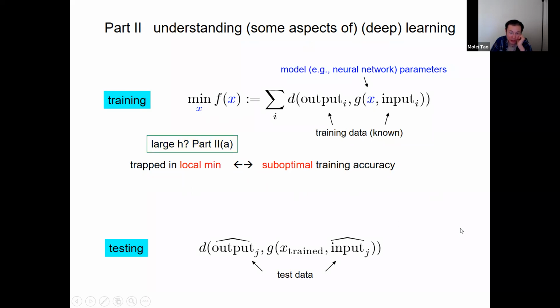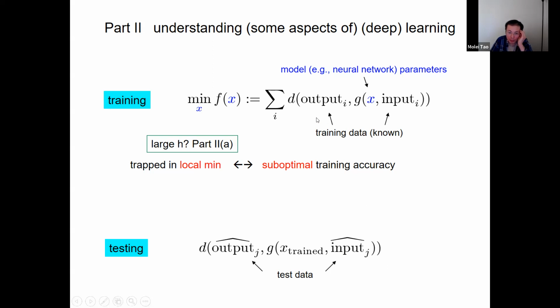There's also a testing phase. Suppose you have found your parameter after training, and you are given new data, and you want to see how good the prediction given by this model is. And if you think about this, this is actually a different problem.